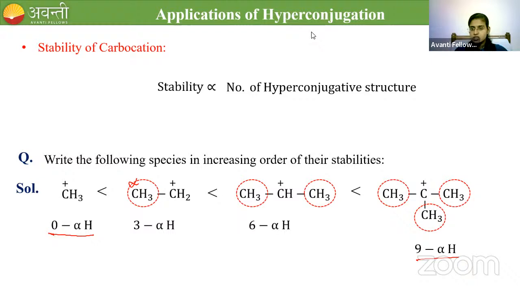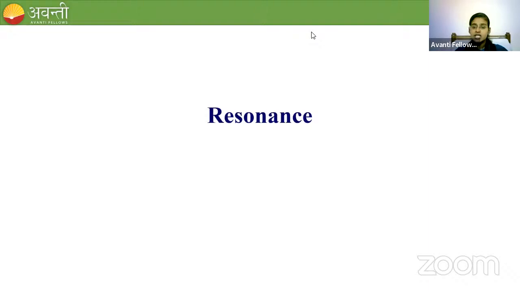I said that I will give the reason in the upcoming effects, right? So this is that reason. The more hyperconjugative structures, the more stability the compound has. All right, this is all about hyperconjugation. We have completed the inductive effect and now the hyperconjugation also. Now let me go with the third effect, which is called the resonance effect.